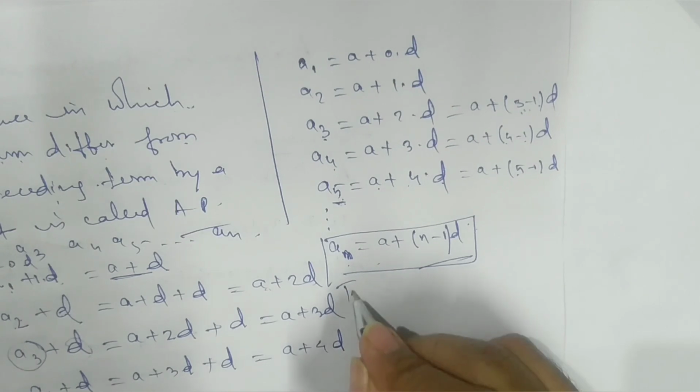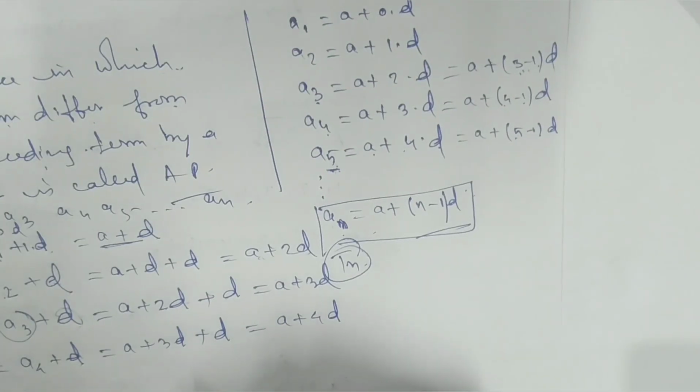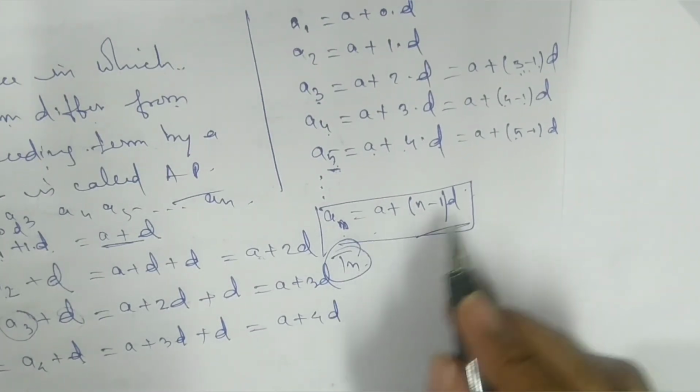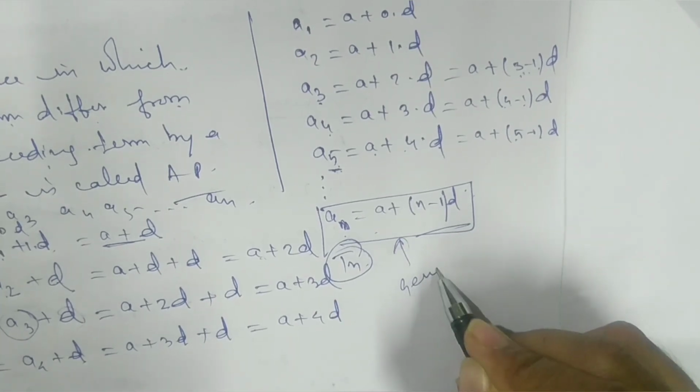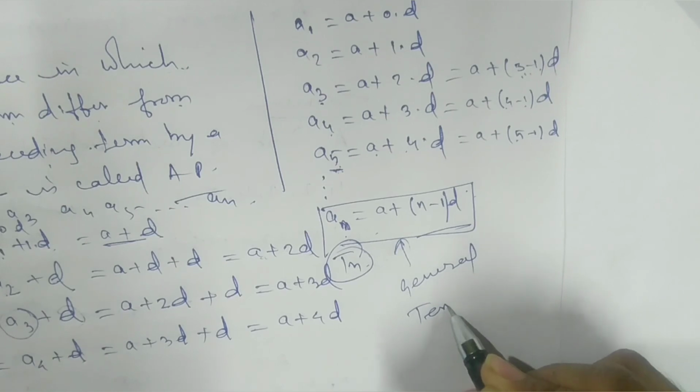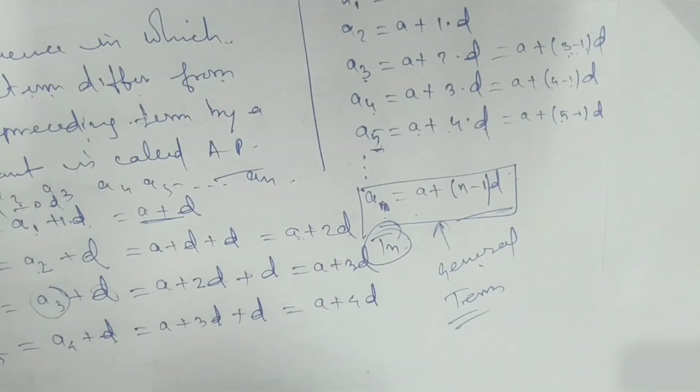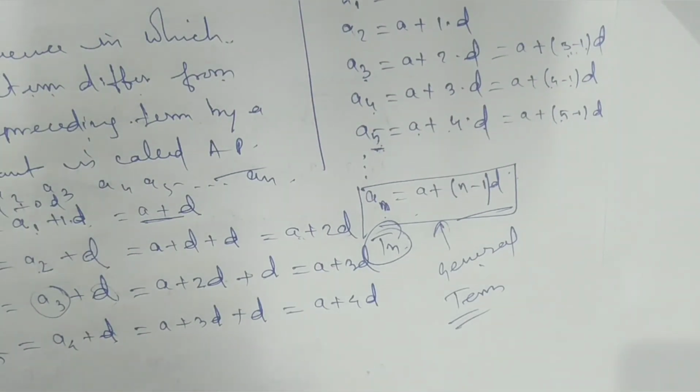Sometimes we write Tn also. NCERT book uses An, so we'll go with An. This is the general term formula. We have this in our syllabus, so we need to know about this formula. This way we have derived it. I hope you people have understood.